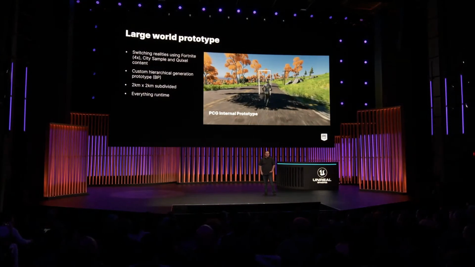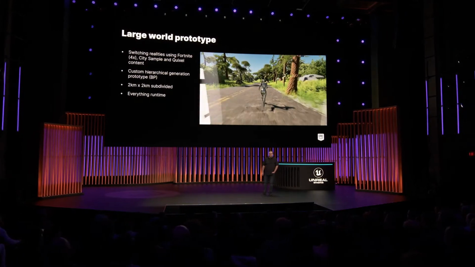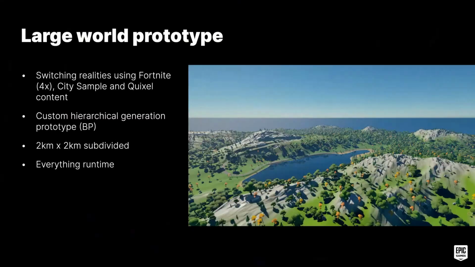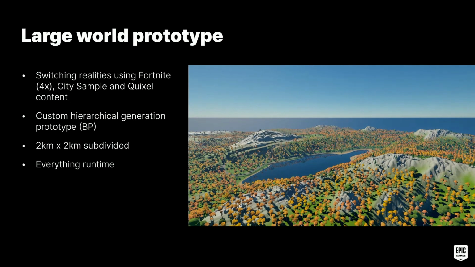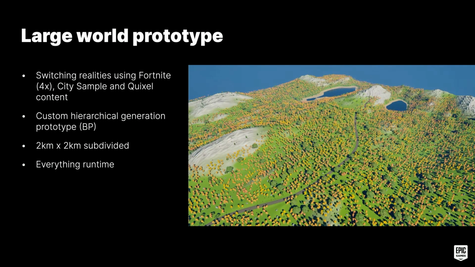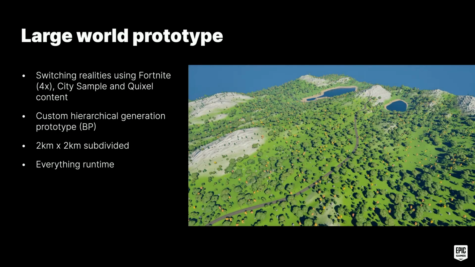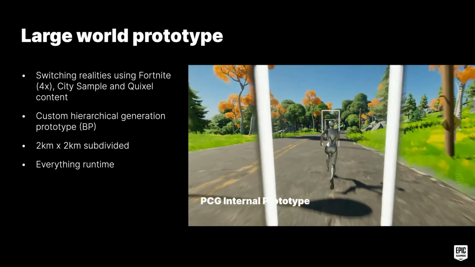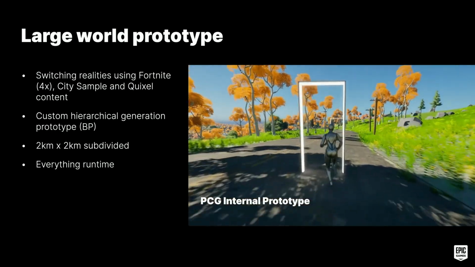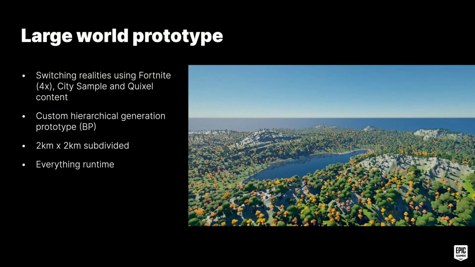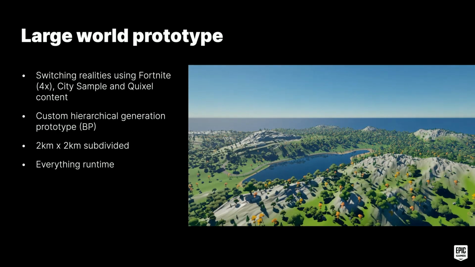Next, we wanted to attack scale and speed at a much higher density in a large world. The demo was about switching realities using Fortnite, City Sample, and Quixel content. Here in the video, you can see the Fortnite variants being generated live during gameplay. It is made of a single PCG rule with 4 different presets, and they're applied when the player goes through those portals.